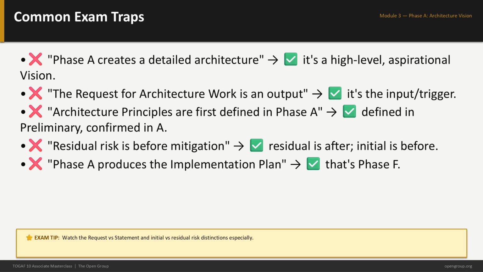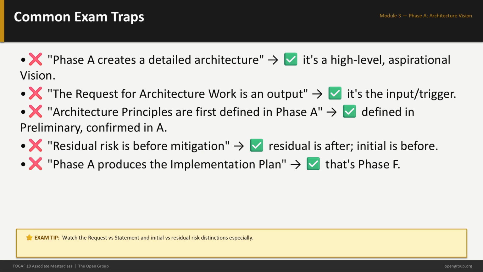Let's defuse the phase A traps. 1. Phase A creates a detailed architecture. No, it's a high-level, aspirational vision. 2. The request for architecture work is an output. No, it's the input and trigger. 3. Architecture principles are first defined in phase A. No, they're defined in the preliminary phase and merely confirmed in A.